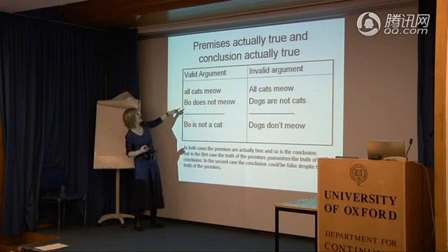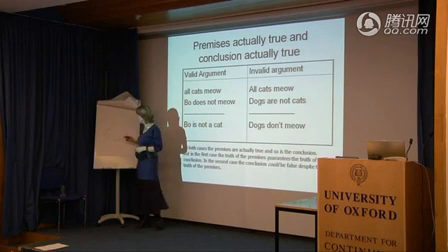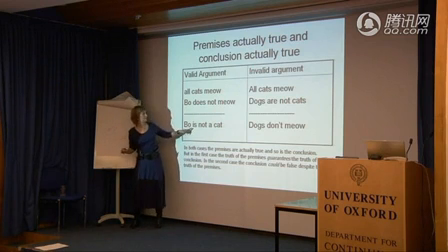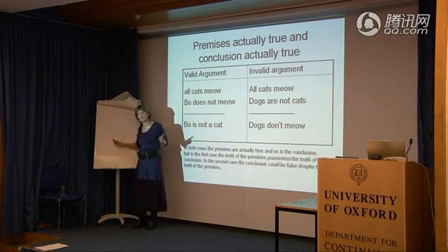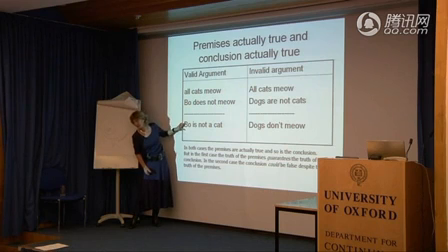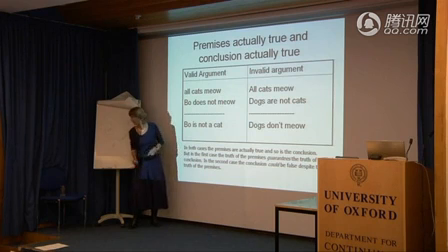Okay, Bo does not meow. So where do I draw Bo? Here. Okay. Bo is not a cat. Well, is that true? Yeah. That's true. So if all cats meow and Bo does not meow, then Bo is not a cat. There's no possibility, is there, in which those are true and that's not true. If those are true, that's got to be true. So that's a valid argument.